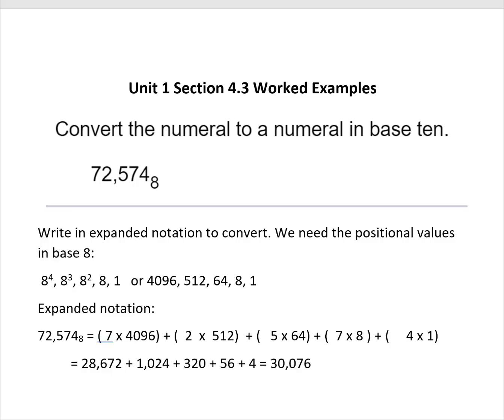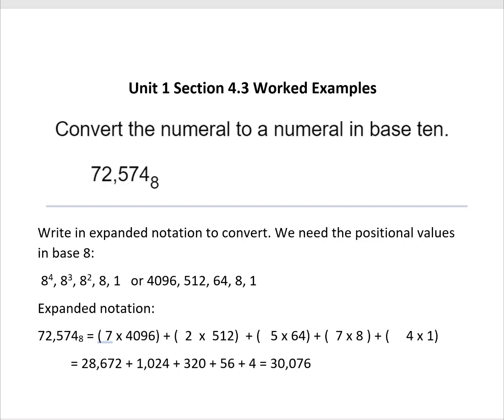Unit 1, Section 4.3, Worked Examples. Convert the numeral to a numeral in base 10. The numeral is 72,574 in base 8. We want to write it in expanded notation to do the conversion, but we need the positional values in base 8 in order to do that.